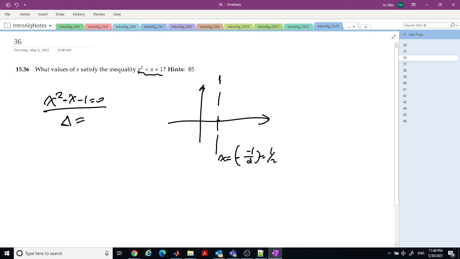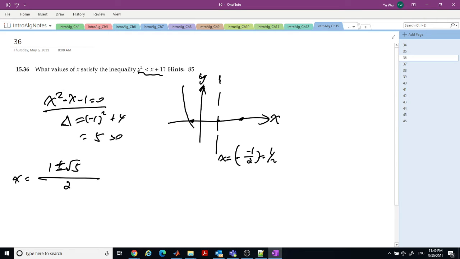So the center is here, and then we want to find whether this one intersects the x-axis, right? That's the roots. So the delta is b squared plus 4, so it's 5, greater than 0, so yes, there is a root. So x equals 1 plus or minus root 5, over 2. Root 5 is 2 point something, so we have a negative root and another positive root. So this is what it looks like.